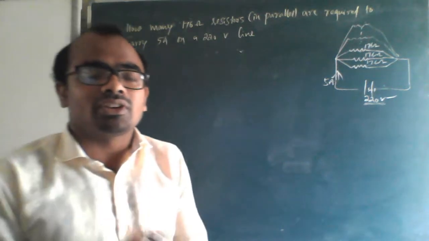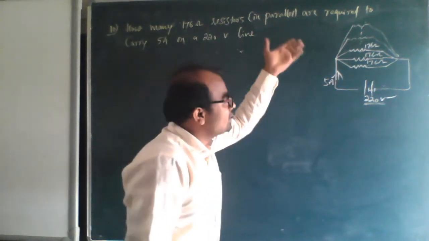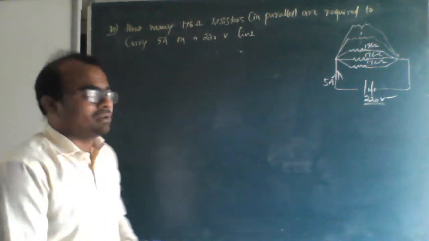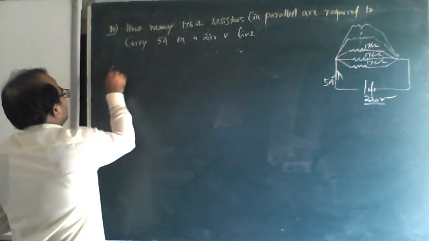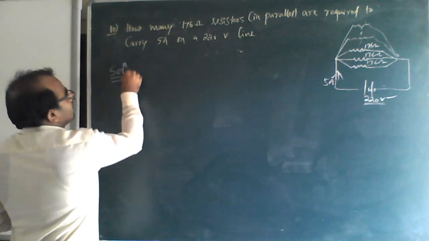How many 176 ohm resistors are connected in parallel? Solution. What is given?